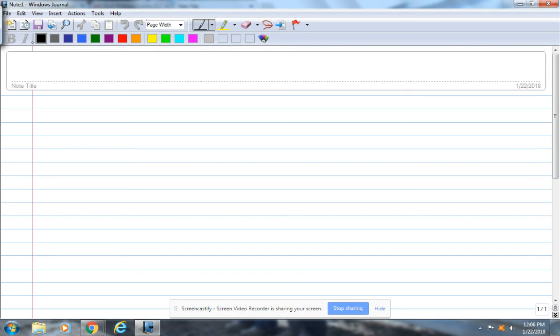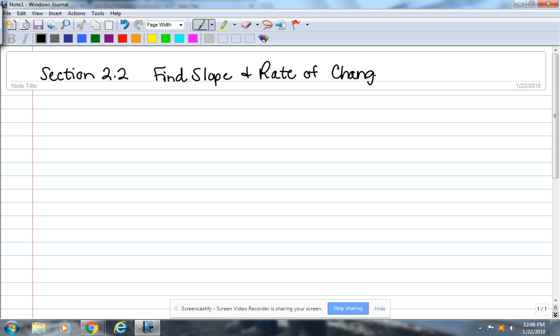Okay, so today in Algebra 2, we are going to be doing section 2.2, which is finding slope and rate of change. And it's important to go ahead and note that slope and rate of change are the exact same thing. So anytime you see a problem that asks for a rate of change, it is also asking for the slope. They mean the same thing. It's just another way of wording it.